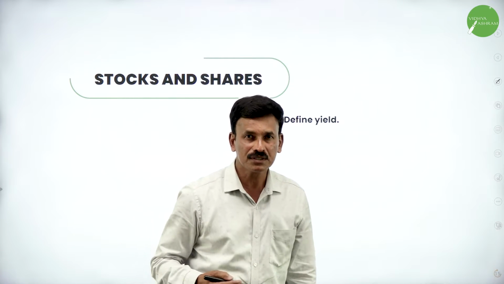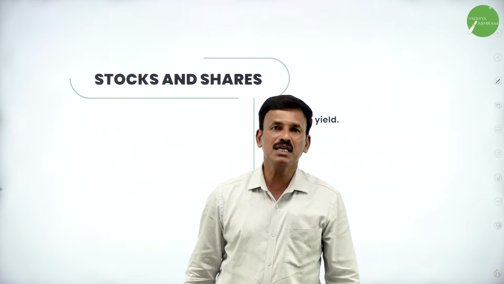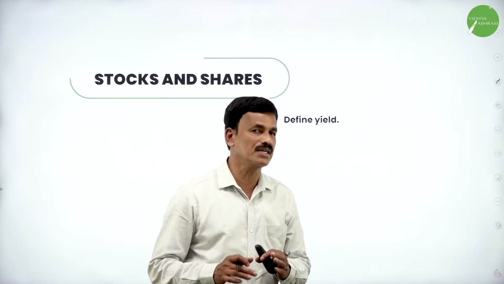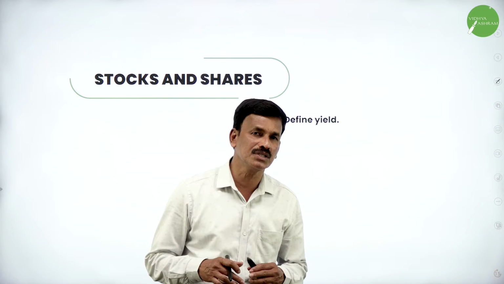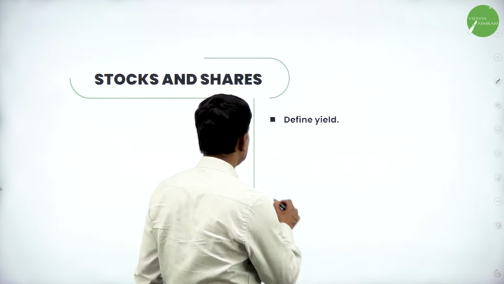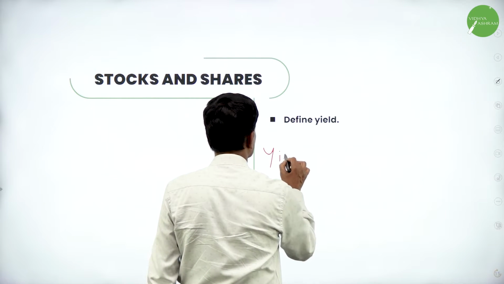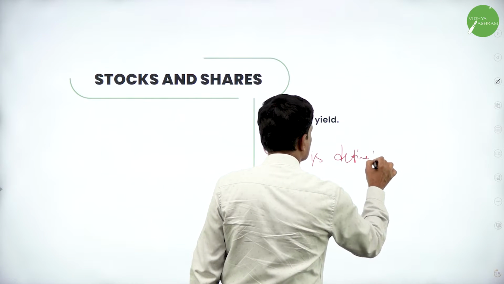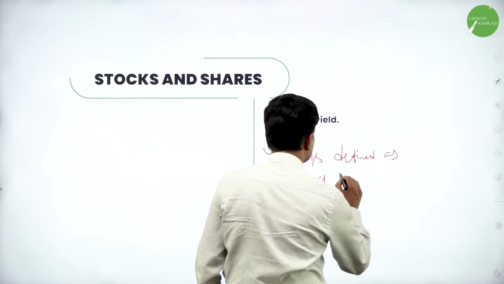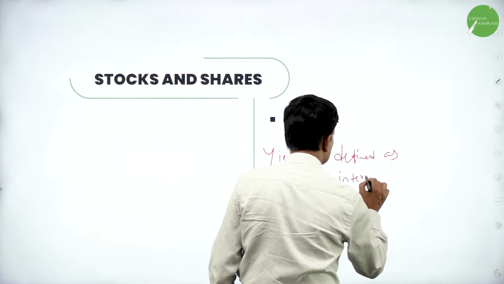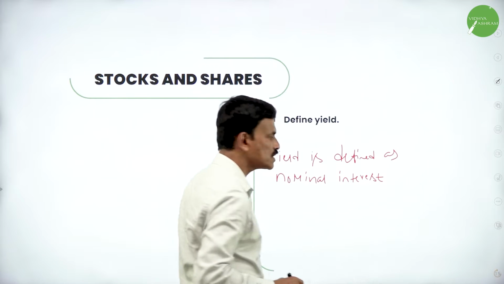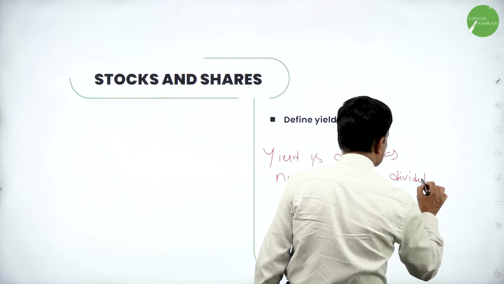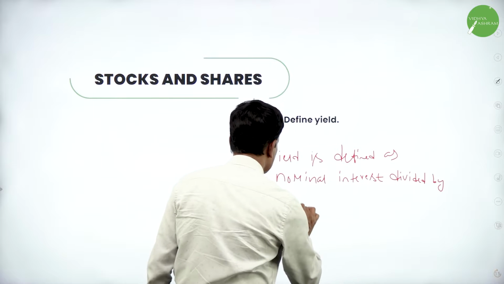Define yield. How to define yield? So yield is defined as nominal interest divided by the amount invested. So nominal interest divided by the amount invested is called the yield.